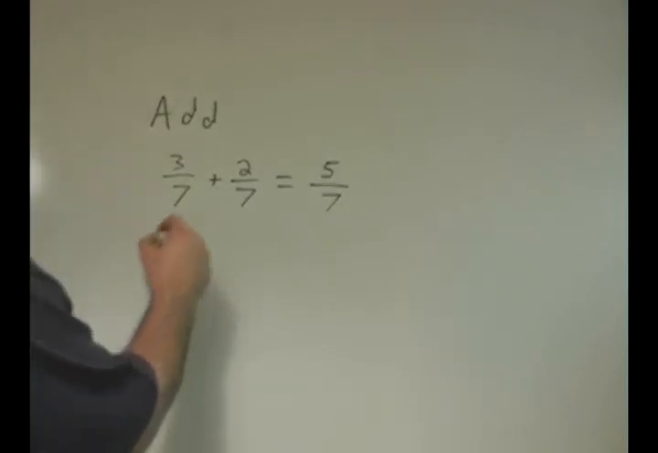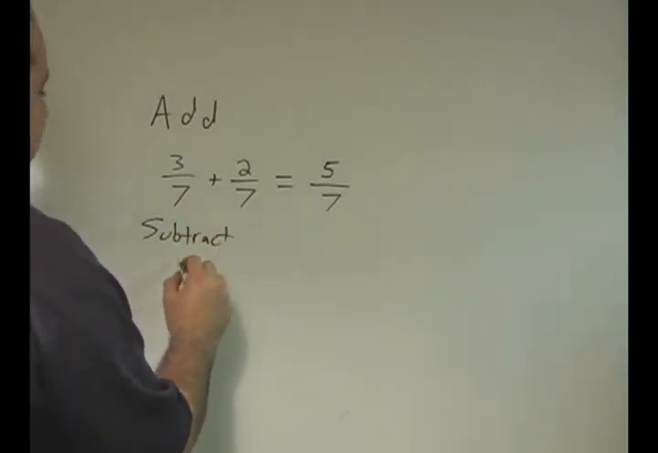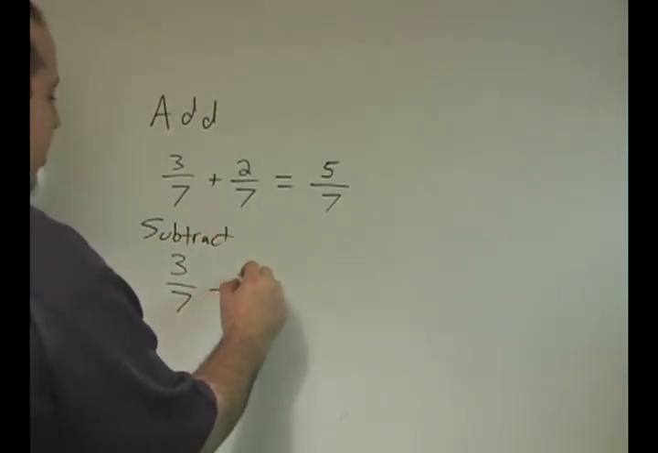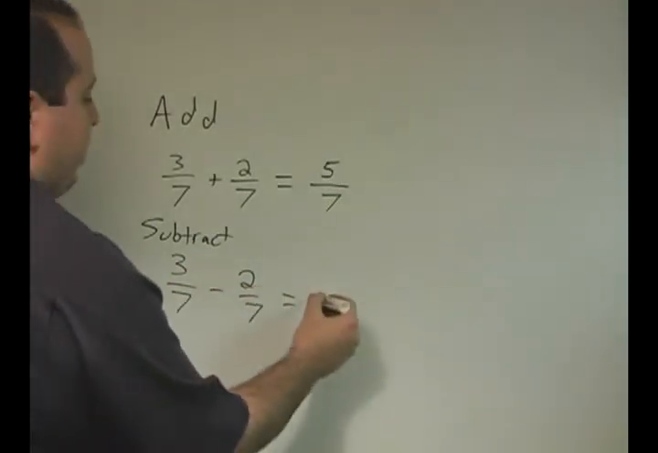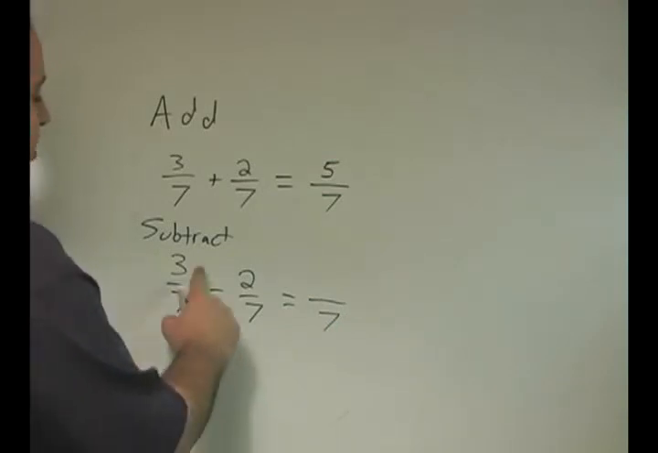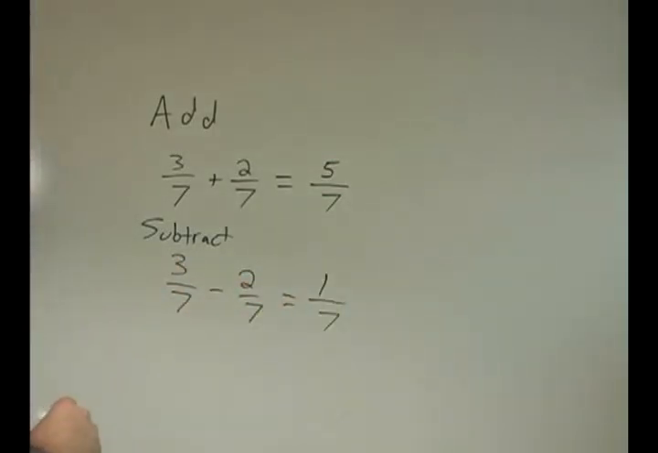So let's quickly do a subtracting example. If I was going to subtract the same fractions, since they have the same denominator, the answer again will have the same denominator, but you just subtract the tops. You do 3 minus 2, and you get 1. So that's the answer to that.